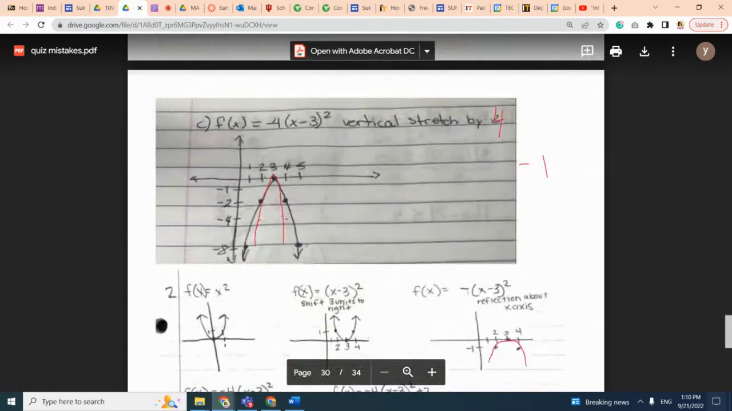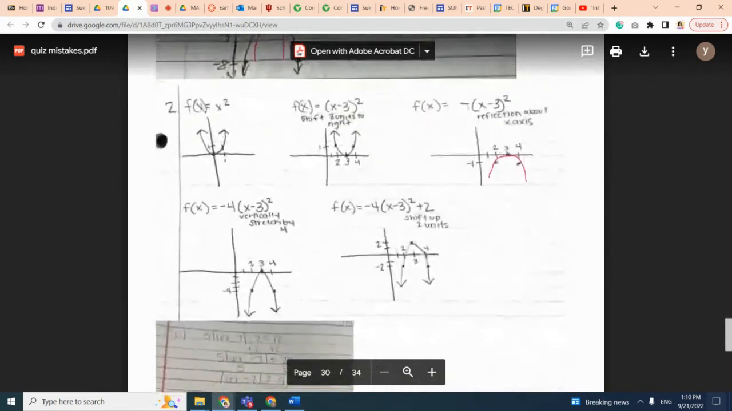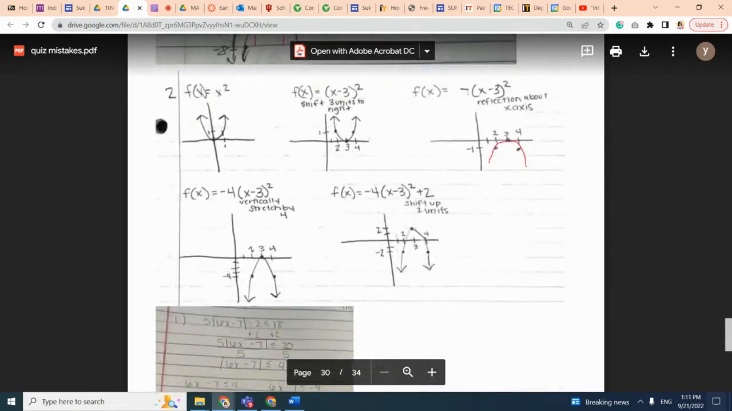All right. Yeah, and this is vertical stretch by a factor of 4. Oh, don't forget to connect your points. So check your work carefully.